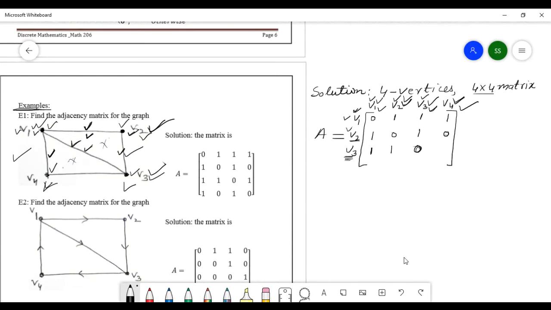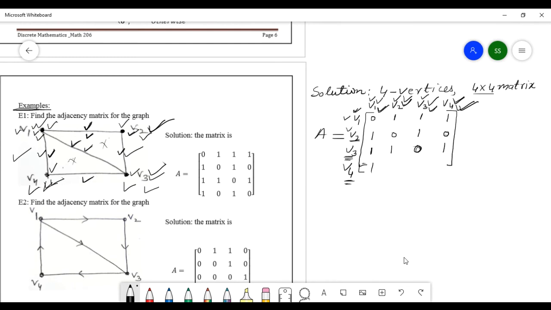Okay. Now look at this. V3 and V4. V3, V4. Where is V3? V3 here and V4 here. And between them an edge exists. V3, V4 exists. So write here 1. Okay. And now start from V4. So start from here. V4, V1, V4, V1. V4 here and V1 here. Here an edge exists. So here write 1.